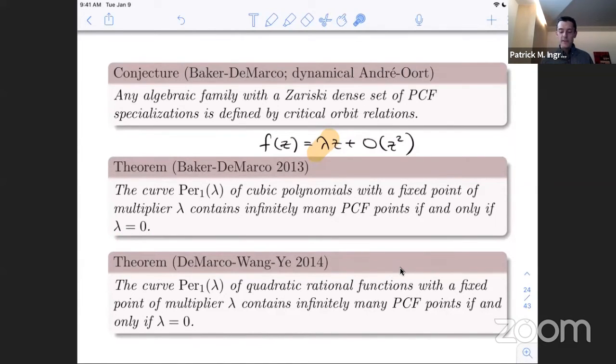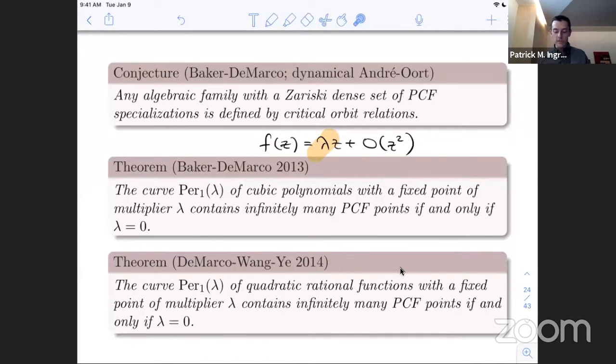Well, because if I specify that lambda is 0, then I'm specifying that f is a critical point. And so if I'm specifying that a fixed point is a critical point, then I'm also specifying that a critical point is a fixed point. And so that is a critical orbit relation, right? So this theorem sort of confirms this Andre-Oort philosophy, or rather it says exactly what you'd expect it to say for these pair one lambda curves.